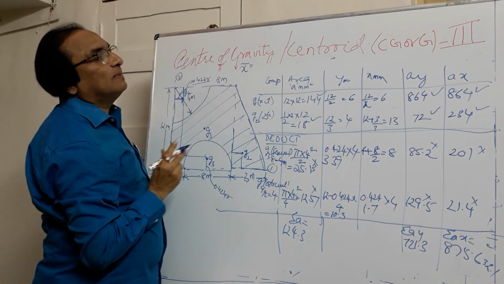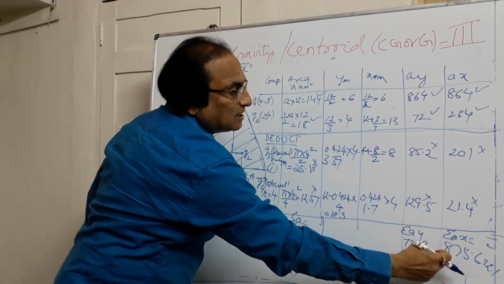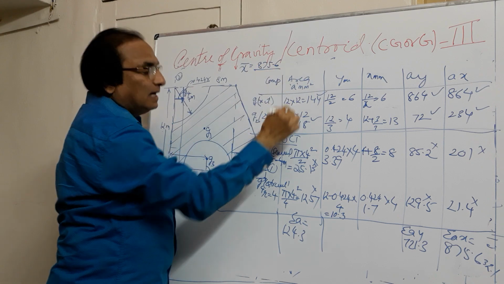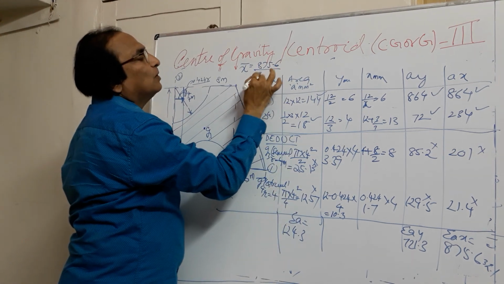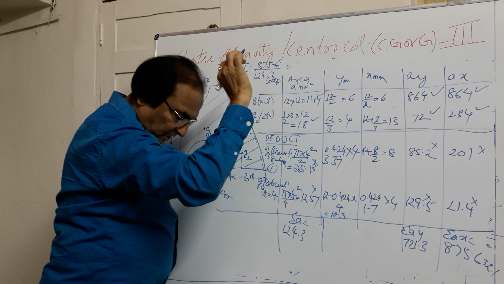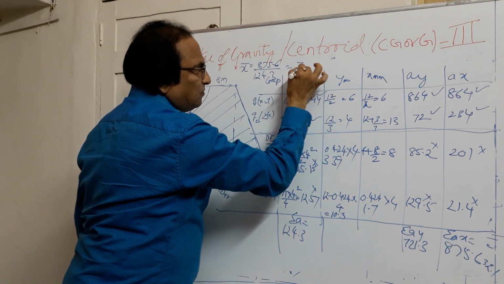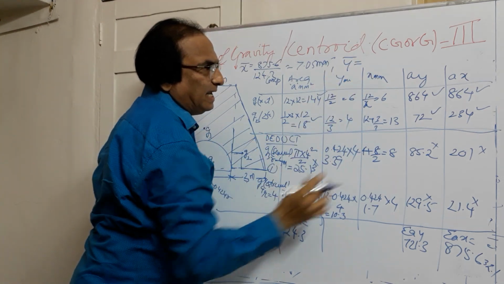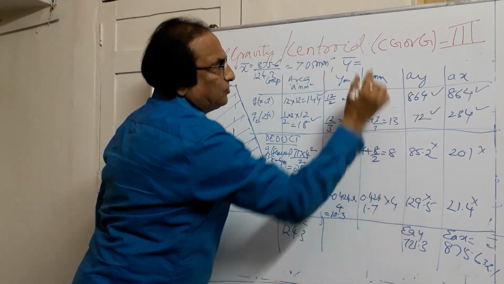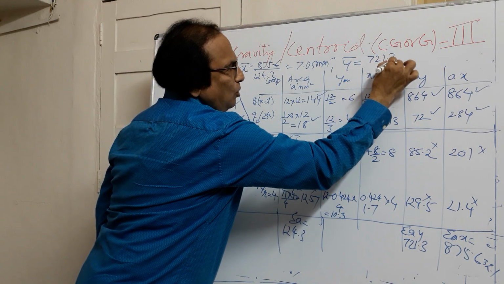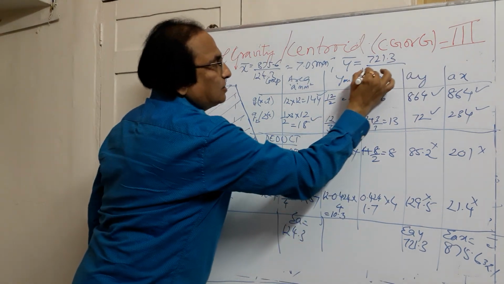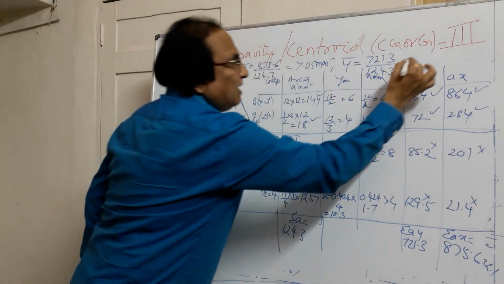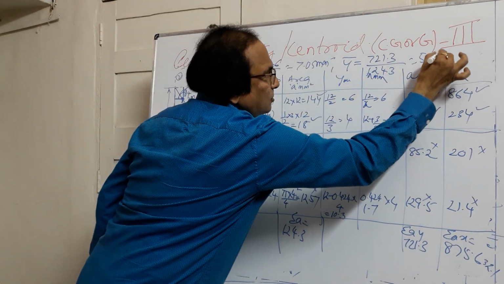So you want to find out x bar. X bar is equal to sigma AX by sigma A. So that is 875.6 divided by net area, 124.3. You get the value of x bar is equal to 7.05 meters. Likewise y bar is equal to sigma AY by sigma A, 723.3 divided by net area 124.3. So this if you simplify, you get the value as 5.80.